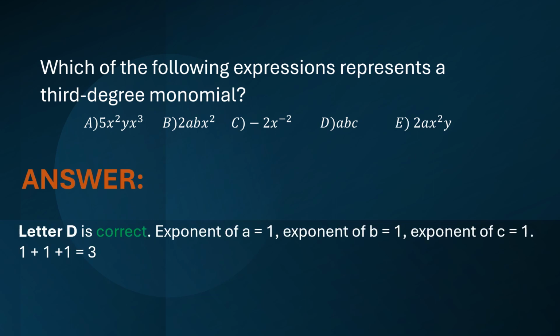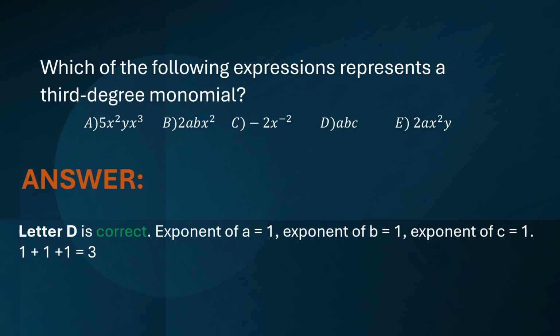So letter D is correct, because I remind you that when we don't have an exponent, it means that the number is 1. So the exponent of A is 1, the exponent of B is also 1, and the exponent of C is also 1. So the overall degree is the sum of the degrees of the letters. And so we need to do 1 plus 1 plus 1, which is 3. So it's a third-degree monomial.